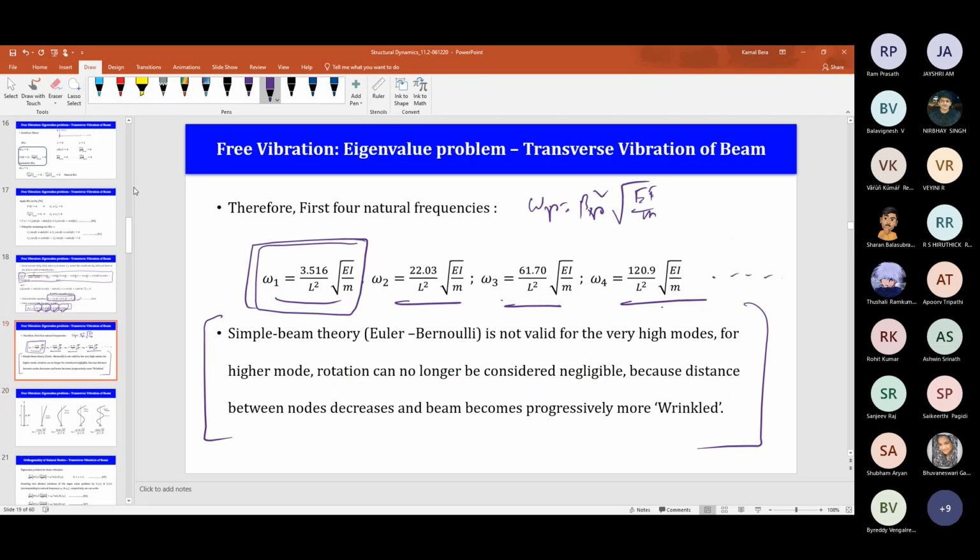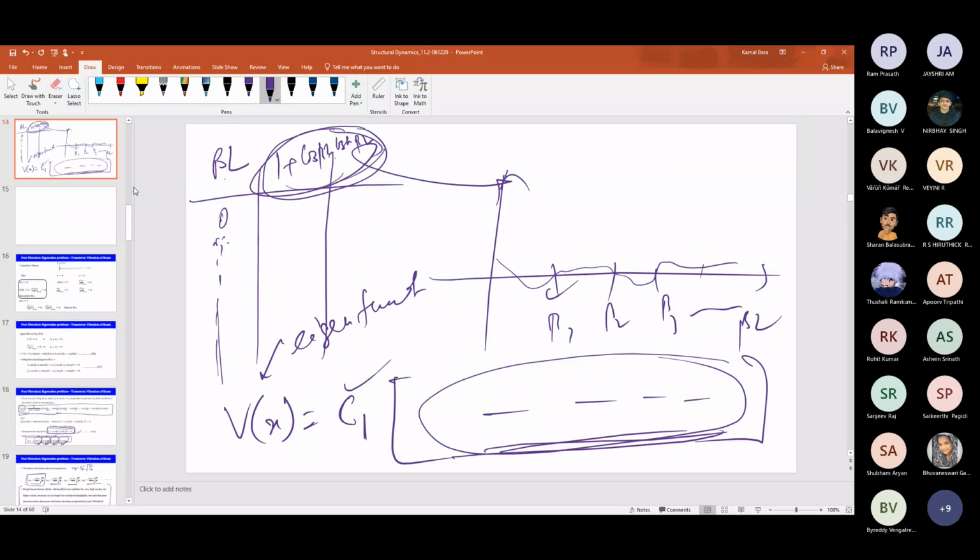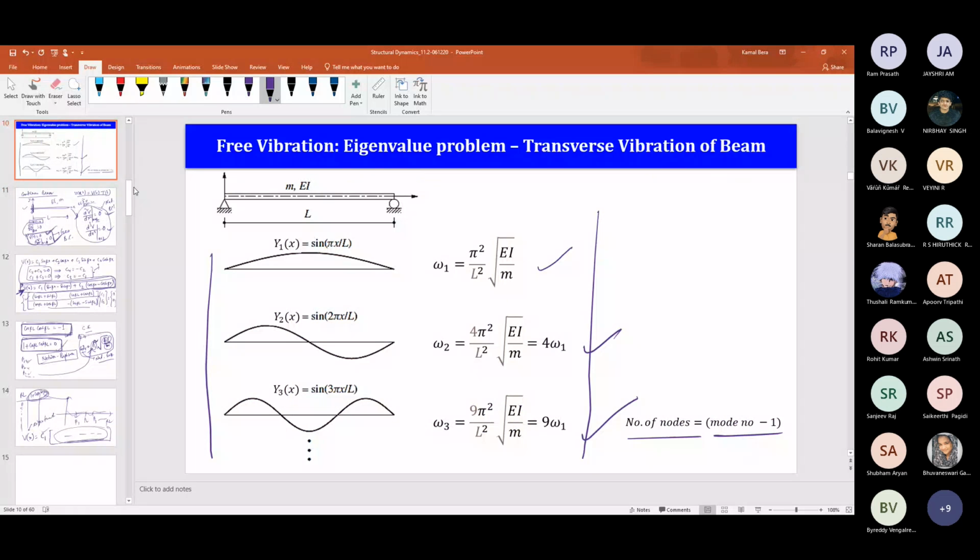Let me show you the simply supported beam. In the simply supported beam, you see here the slope is not 0. Be careful here.